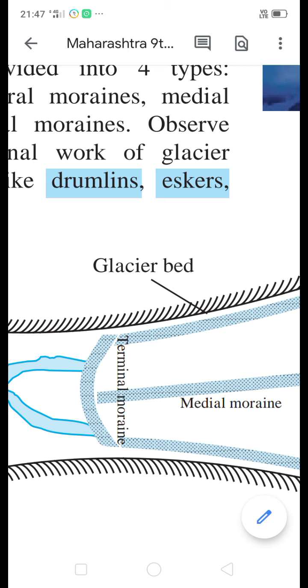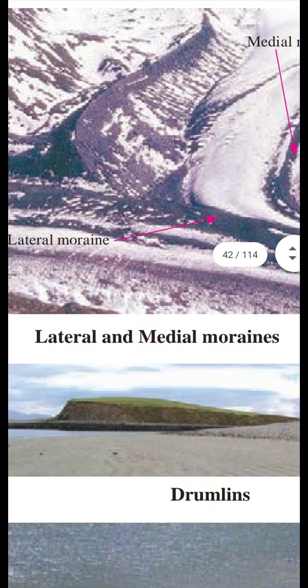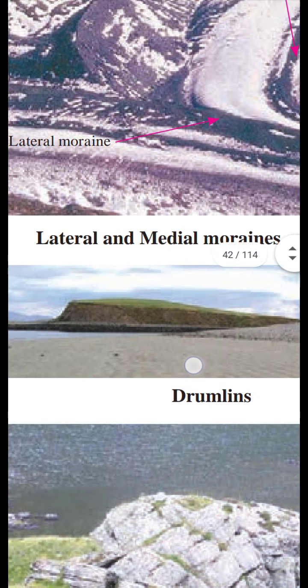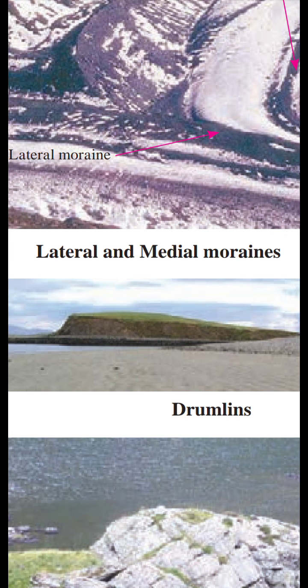Drumlins and eskers. Drumlin is a hill ridge of glacier. See here, it is a drumlin, a hill ridge, which means it looks like a ridge, a line of glacier. It is formed as a small hill of glacier. A small landform of glacier is a drumlin.